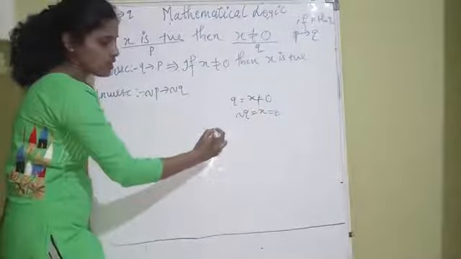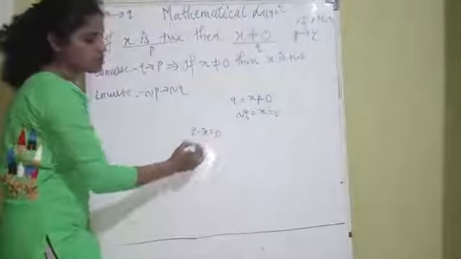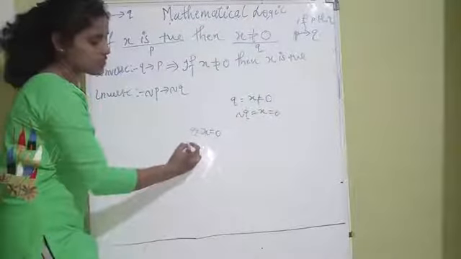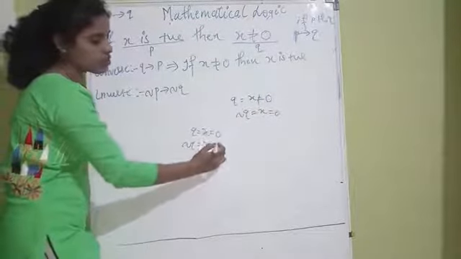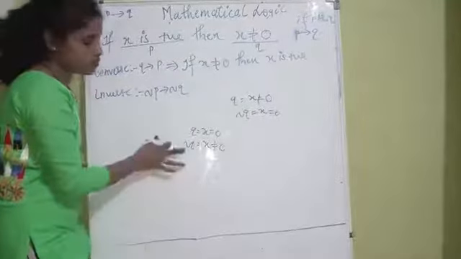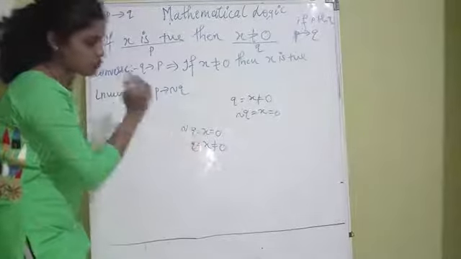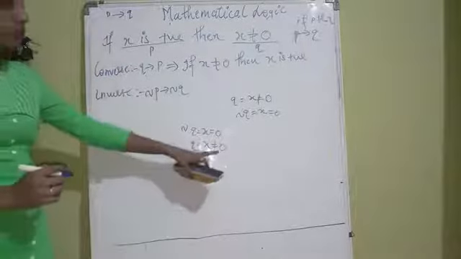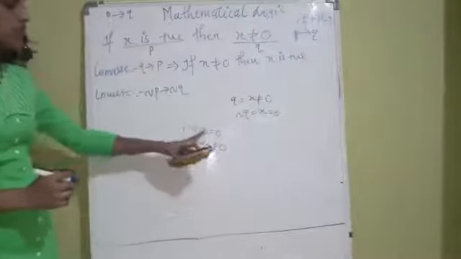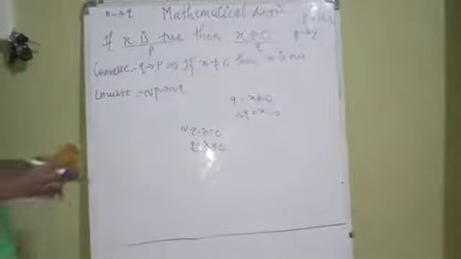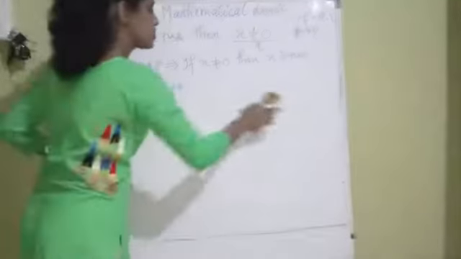Suppose Q is x is equal to 0, then the negation of Q we can write as x is not equal to 0. And suppose Q is x is not equal to 0, then the negation of Q we can write as x is equal to 0.